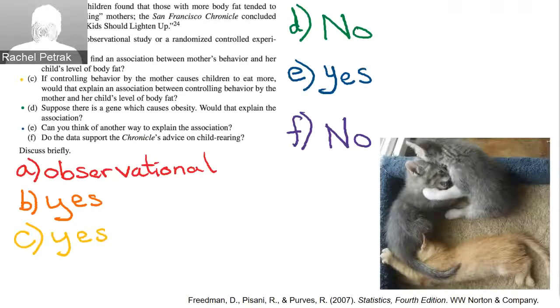Finally, do the data support the Chronicle's advice on child rearing? No, it doesn't. Again, this is an example of overreaching. What was the Chronicle's advice on child rearing? You should remind yourself before making a decision here. The advice was parents of fat kids should lighten up. Well, that's pretty general advice too. So it seems like we don't really know what parents of fat kids should do based on this study.